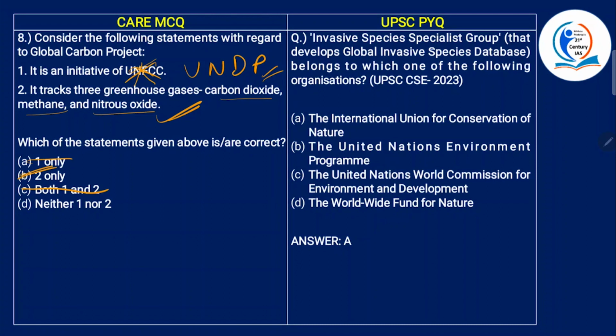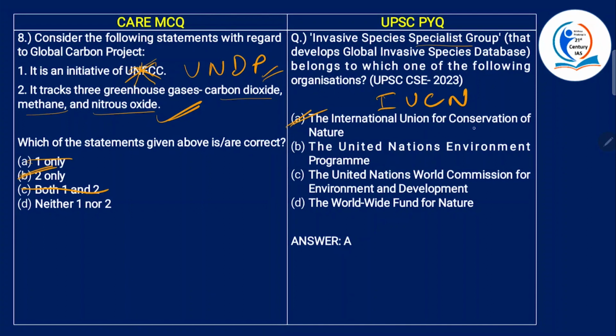Now, invasive species specialist group that develops global invasive species database belongs to which one of the following organizations? The International Union for Conservation of Nature. This is IUCN. You should also know the full forms, okay? You know IUCN. If you don't know the full form, you're gone. So A is the answer.